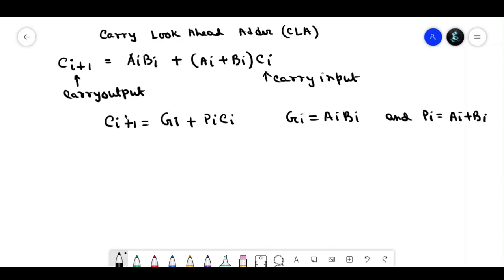Okay, so the function GI is called the carry generate function. Similarly, PI is called the carry propagate function.